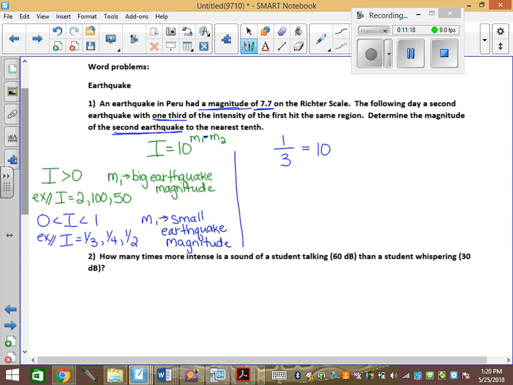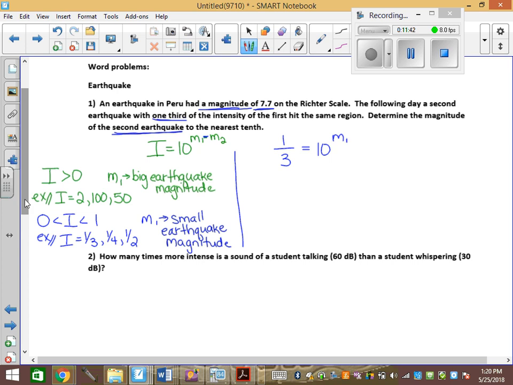Can't really tell, but that's a subtraction sign. M1 minus M2. Okay, so we have to decide, did they give me the big one or did they give me the small one? An earthquake in Peru had a magnitude of 7.7 on the Richter scale. The following day, a second earthquake with 1/3 of the intensity. So the smaller one is the second earthquake. Determine the magnitude of the second. So they're making us find the smaller earthquake. They gave us a small intensity, so the smaller earthquake is M1.